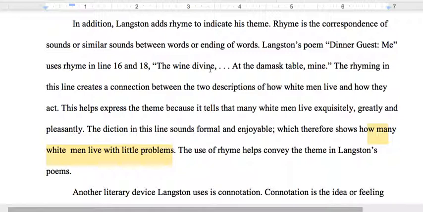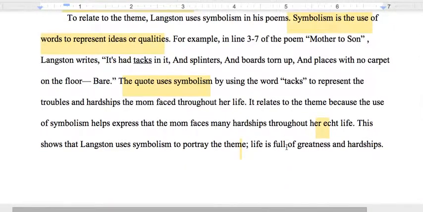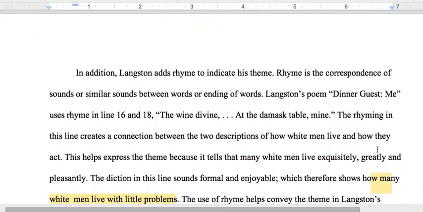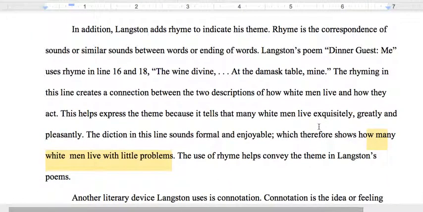First of all, I can kind of see how wine, divine, and mine shows an exquisite lifestyle, but then this use of rhyme is supposed to convey theme. And the theme here is supposed to be that life is full of greatness and hardships. I'm not entirely sure how this connects to the idea that life is full of greatness and hardships. Maybe this is supposed to be an example of greatness, but it's not clear to me how hardships also exist alongside the greatness. That connection is just missing, and it's not expressed.